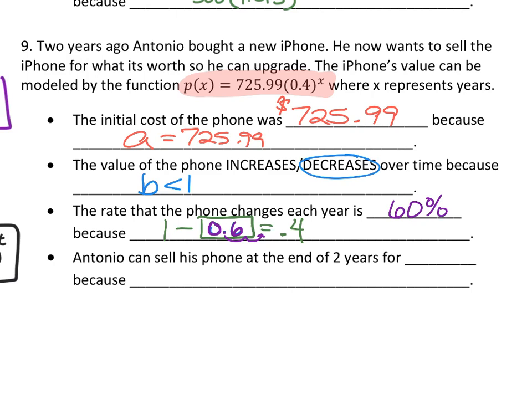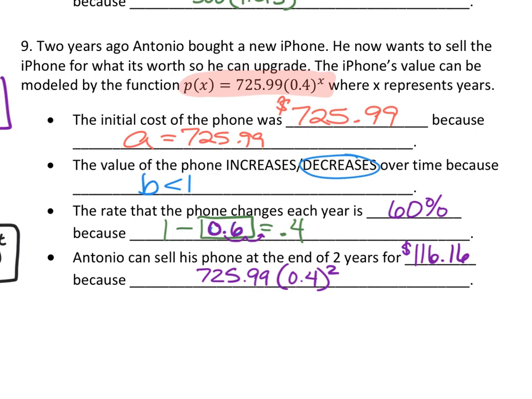Now, Antonio tries to sell his phone after 2 years. We want to see what $725.99 at 60% decrease for 2 years would be. How much can he sell it back for? $116.15. It was like 1.58, so we'd round to 16. But yes, that's why you can never sell back your stuff. If you keep it for 2 years, it's not really worth as much as it was before.